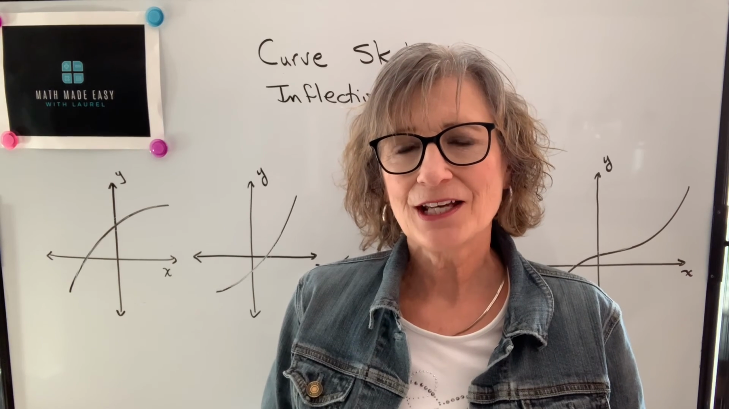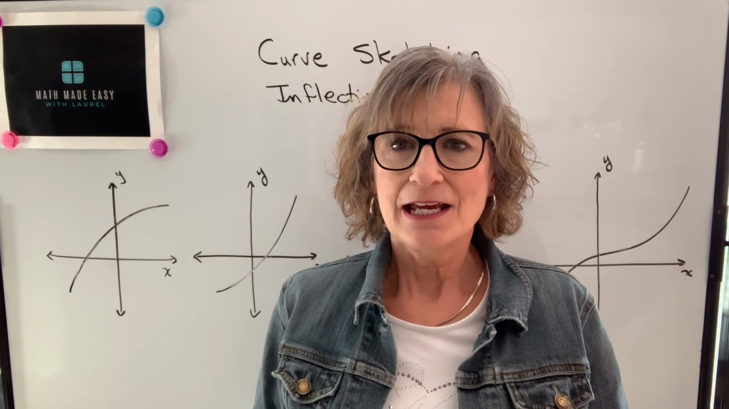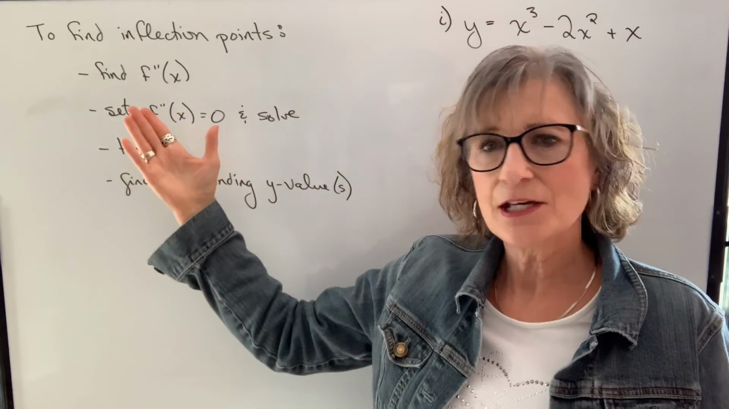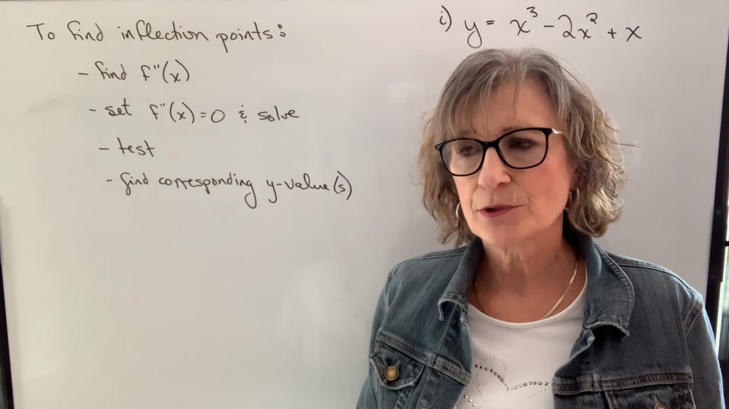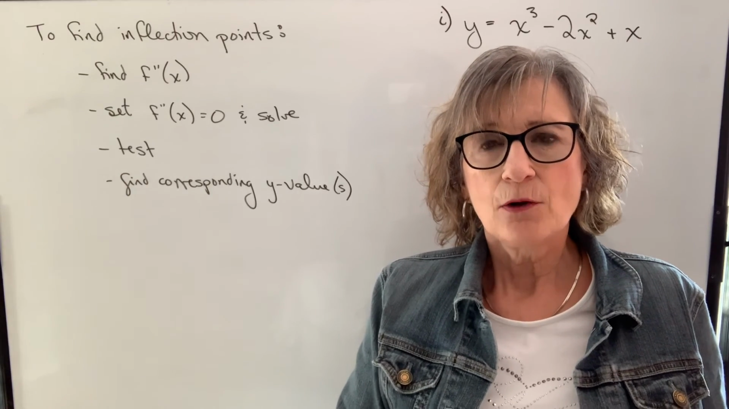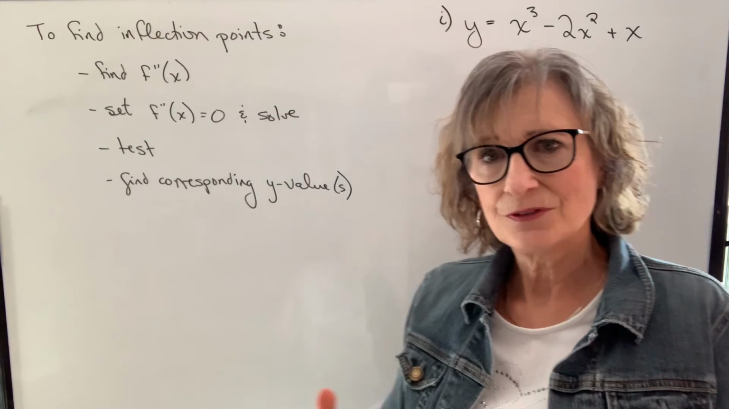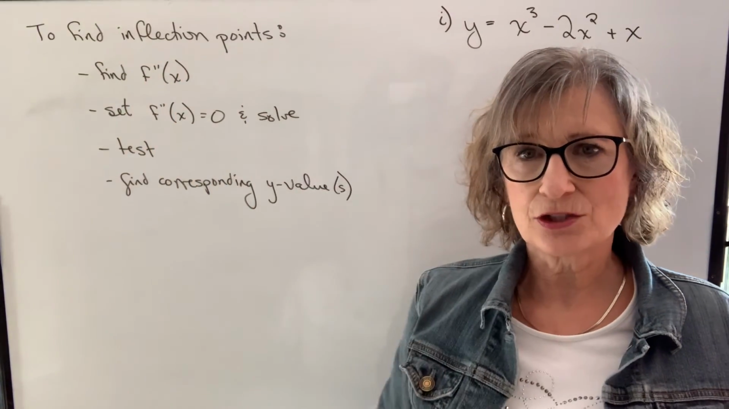But let's take a look at how we actually find inflection points and how we use that information to draw our graph. So the steps for finding the inflection point or points are very similar to the steps that we did in finding max-min points. However, now we're looking at the rate of change of the derivative, or the rate of change of the rate of change. So that means that we're looking at the second derivative.